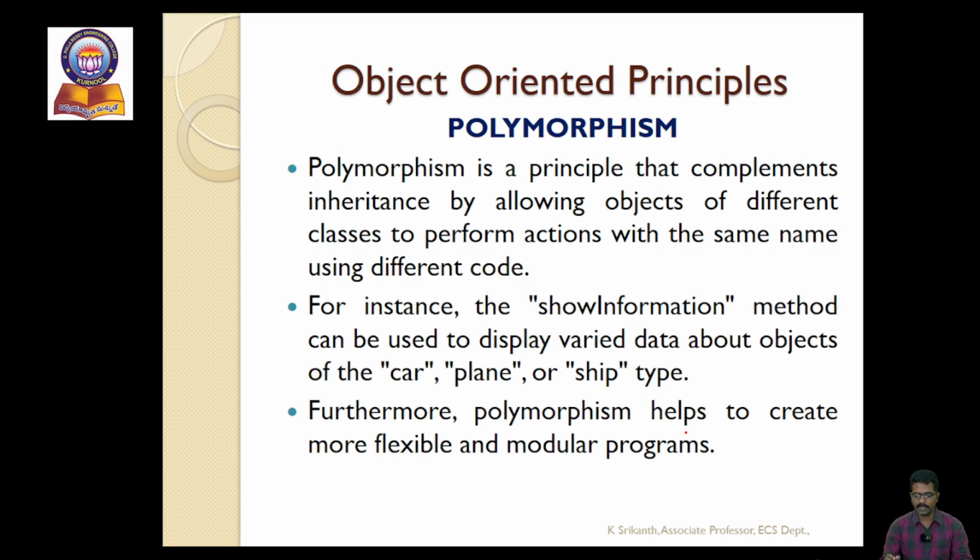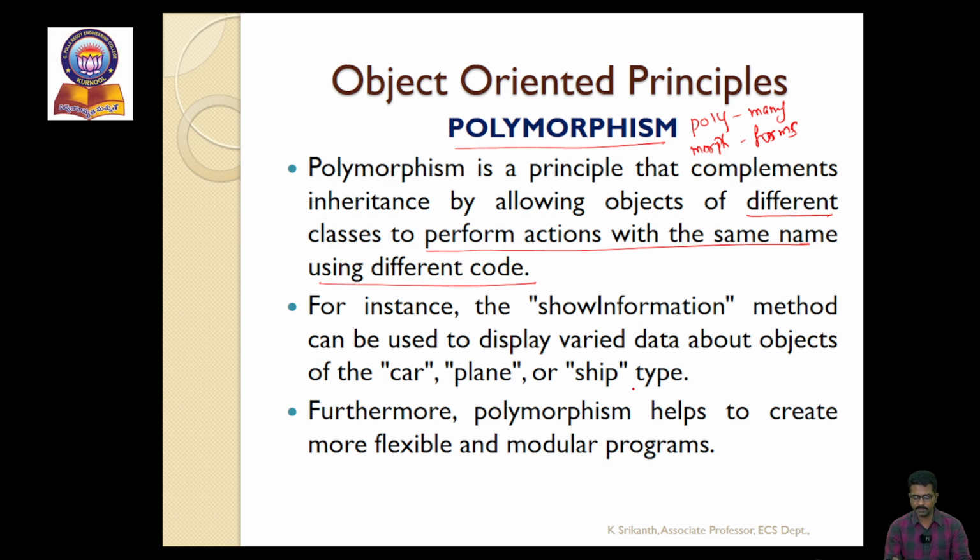Then we have one more principle called polymorphism, right? In general, we can define polymorphism in this way. Poly stands for many, whereas morph stands for forms. So we need to understand that when you call a method, the method is reacting in many forms, right? So we have different classes to perform actions with the same name but using different code, right?